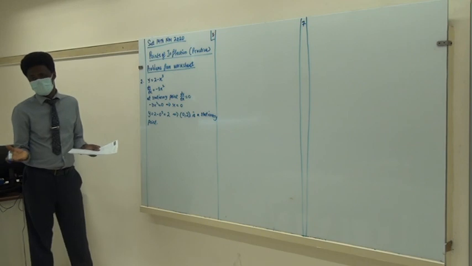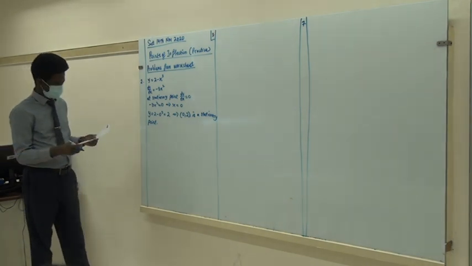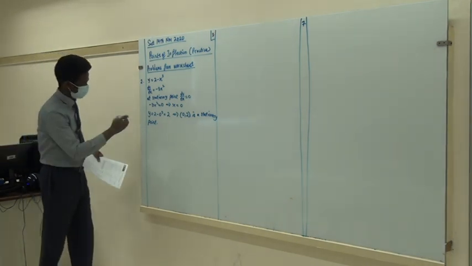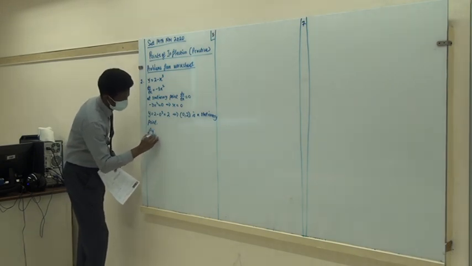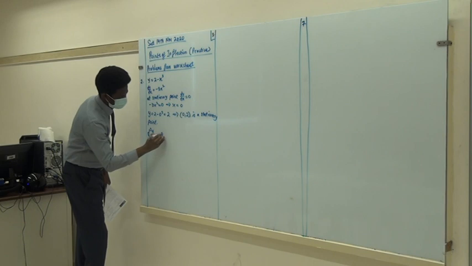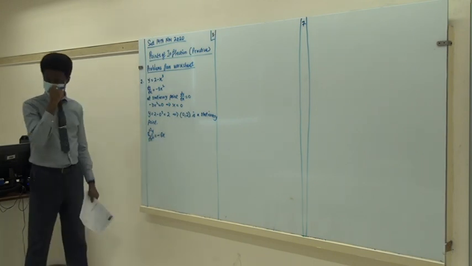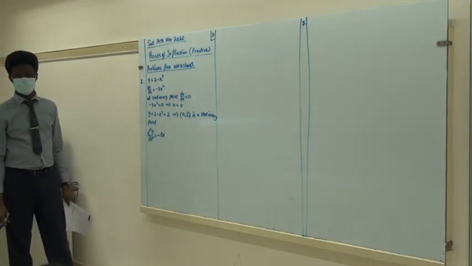But we need to classify this. So we find the second derivative. d2y dx squared is equal to negative 6x. Okay?